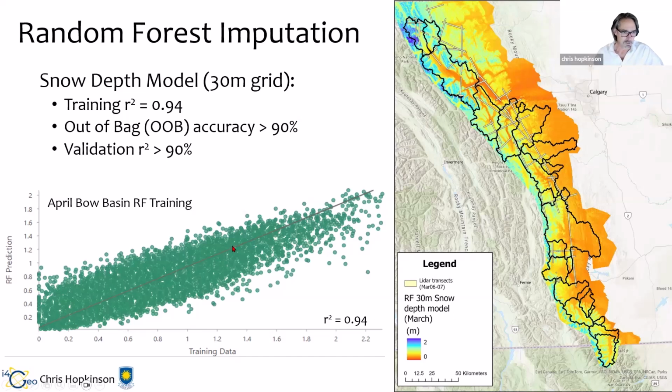And I guess the first thing is, from a training point of view, we were consistently getting R-squareds of above 0.94. But then when we look at the out-of-bag accuracy or the validation, so the data that are withheld from the training, we're still getting over 90%. So we were quite happy with that. Now that's relative to the LiDAR 30-meter transects. So the training and validation results from the imputation were quite acceptable.